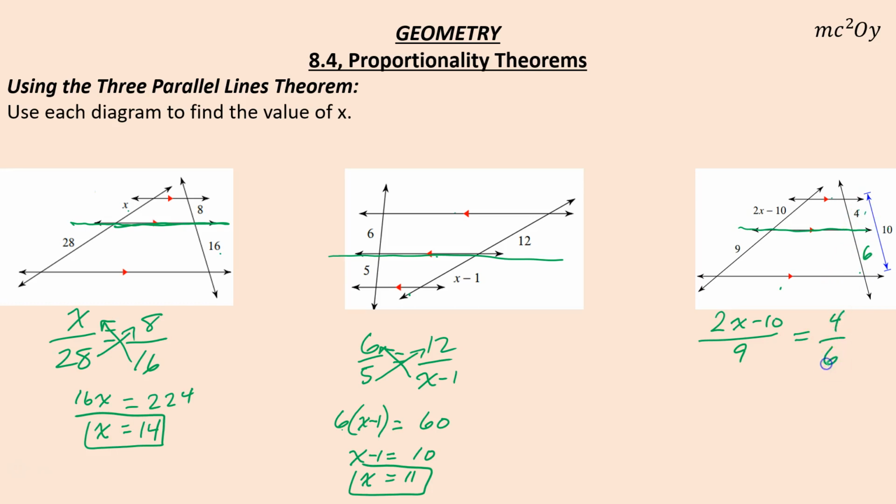And like I said earlier, you could reduce. 4/6 becomes 2/3. Just makes the numbers a little easier to deal with. So when I cross multiply now, I have 3 times (2x minus 10), and I have 9 times 2, or 18. Could divide out that 3, so I get 2x minus 10 is equal to 6. Add 10, so I get 2x equals 16. Divide by 2, x is equal to 8.